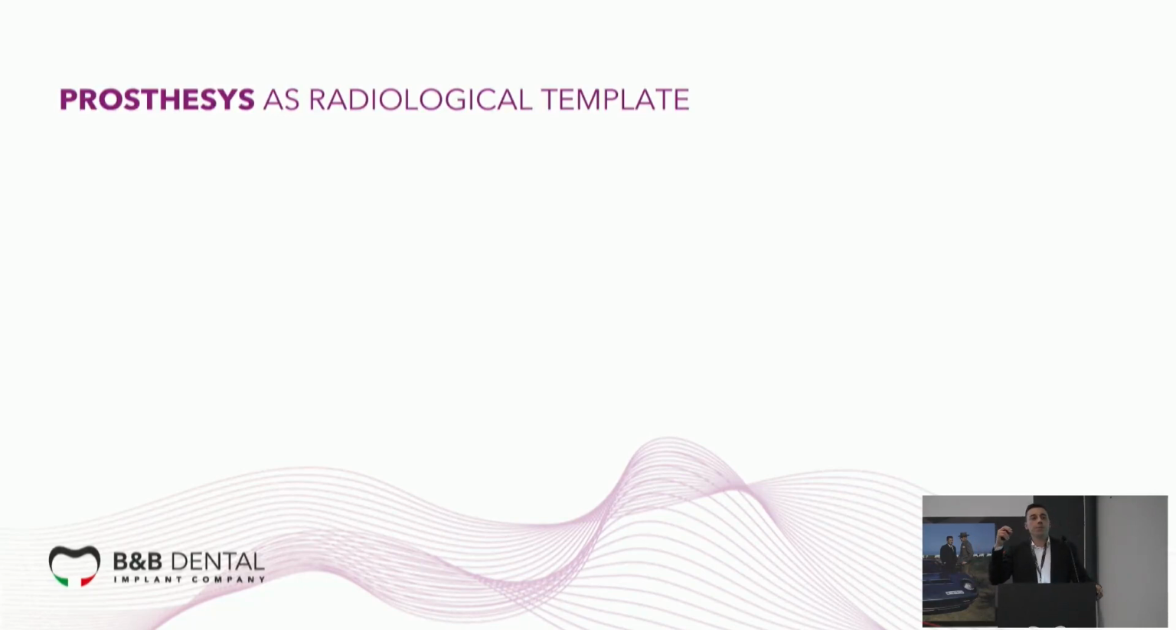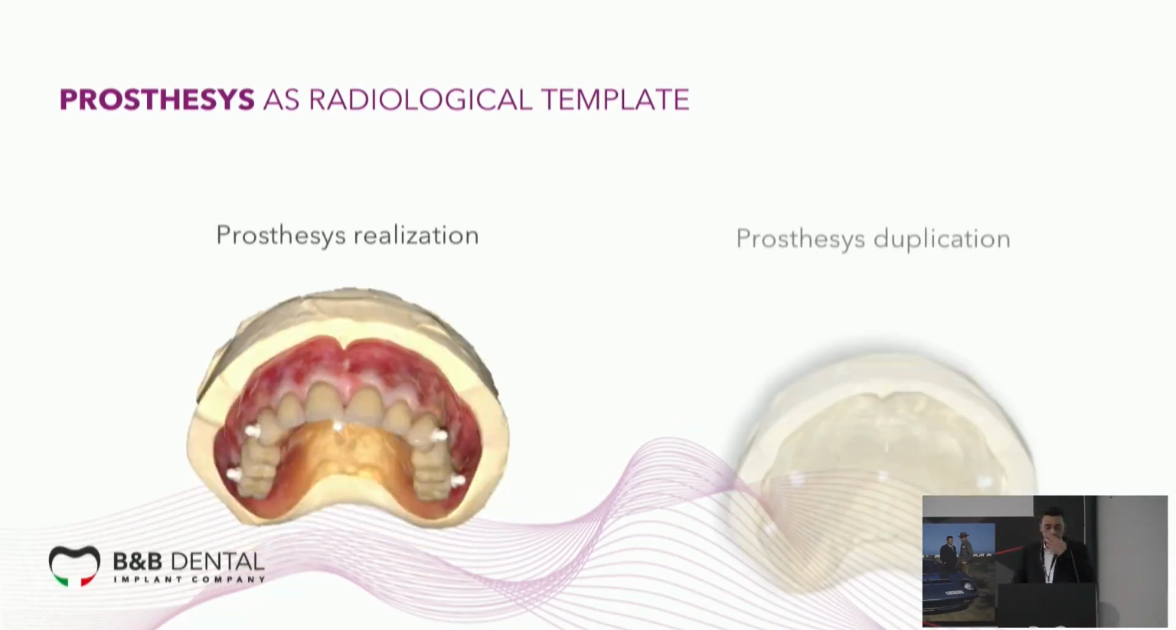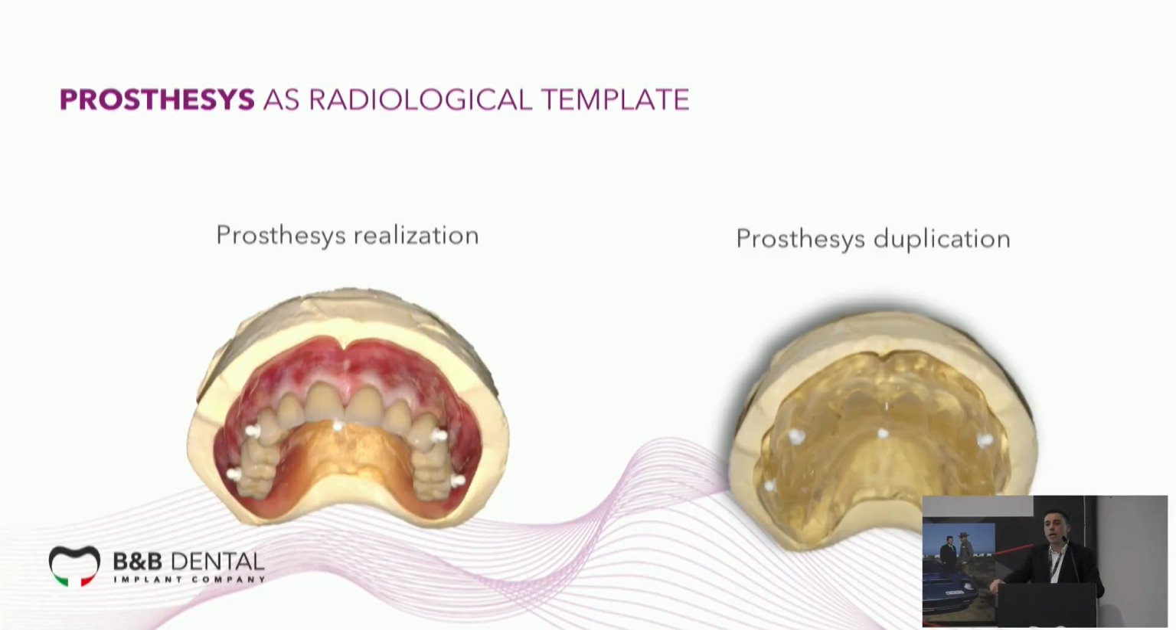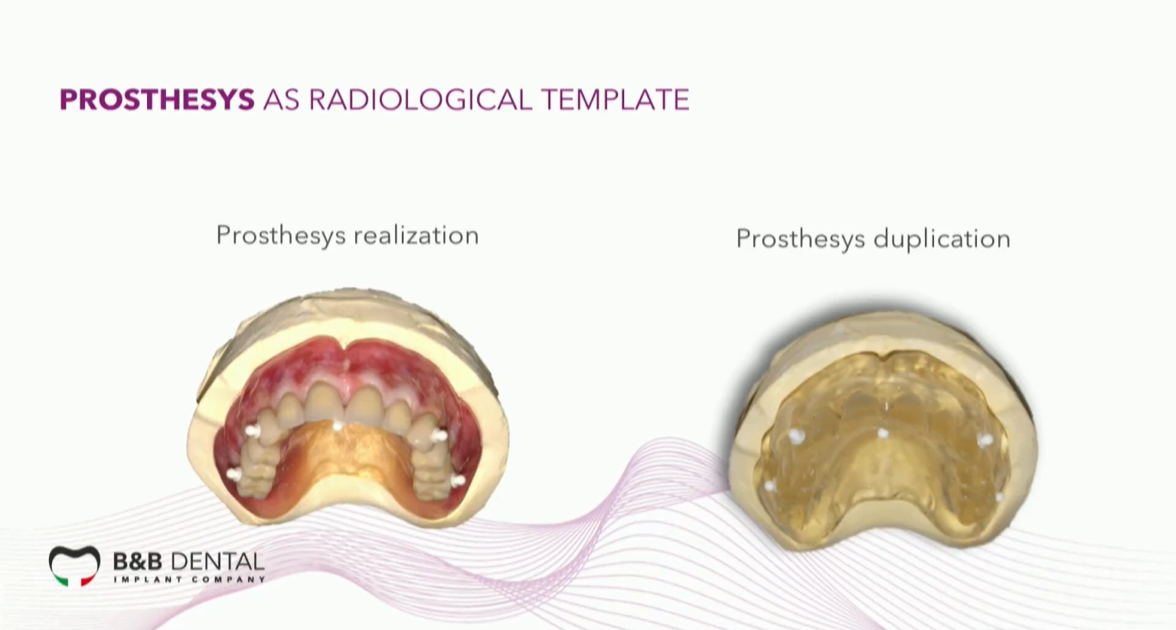If in guided surgery we have seen that we can use a prosthesis of the patient as a radiological template or not, it is your decision. In this case, we absolutely need the prosthesis of the patient. Why? Because otherwise we can't know the position of the teeth, and if we have to put some abutments or a MUA. We have to know the position of the teeth, the height of the teeth, the inclination, the angulation of the teeth, and it is very important.